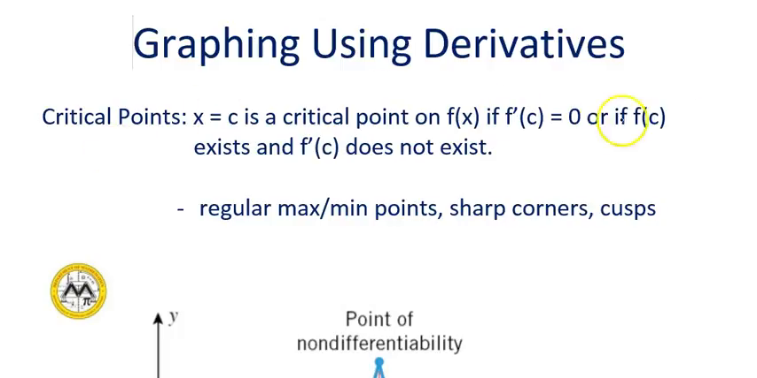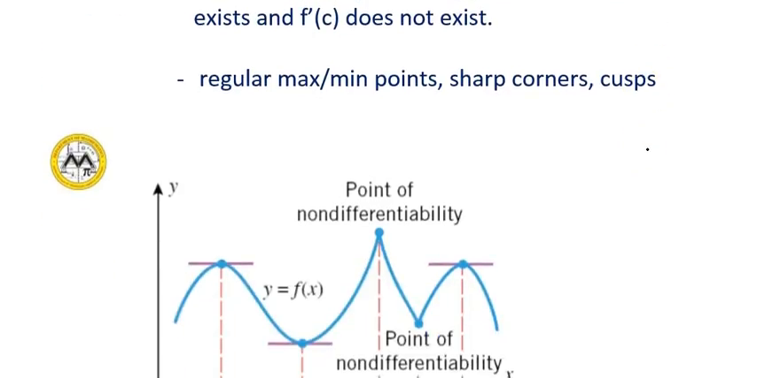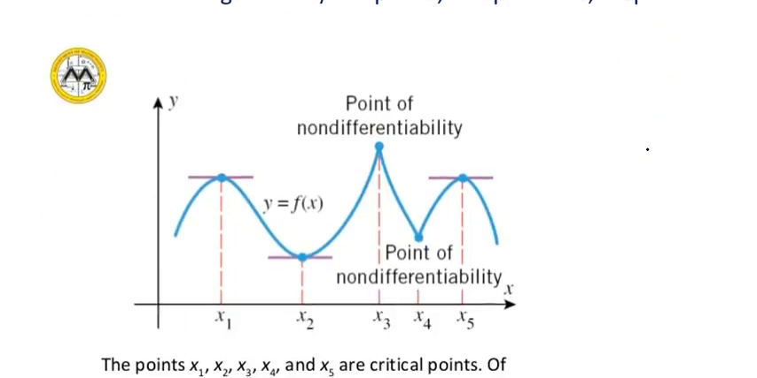But we're also going to add to that today that the critical point can occur if there is a point there, so the f of c exists, but the derivative does not exist. So this means that we use regular maxes and mins as critical points, but things like sharp corners and cusps can also be critical points, lumped into that category of that particular vocabulary word.